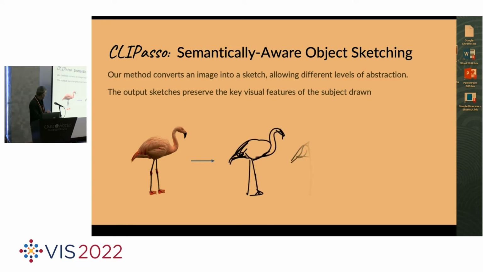And as you can see, even though we're getting more and more abstract, the actual features of the object are preserved, like the long leg of this flamingo or the long neck, even though we have very few strokes to create. And this was created by our algorithm.